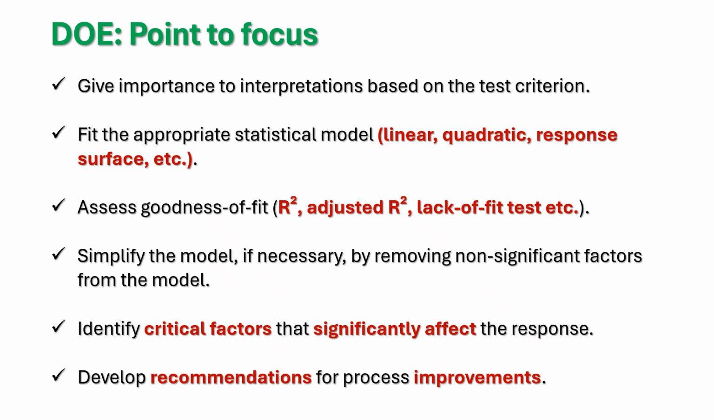Simplify the model if necessary by removing some non-significant factors from the model. This may not be required at this point, because if you are constructing a regression model, naturally you may need some omission, deletion and acceptance of variables in the model. Also identify critical factors that significantly affect the responses, because once you have a regression model you need testing of regression coefficients. You need to see whether the regression coefficient is really significant or not. That will decide whether the factor is critical or not. And develop a recommendation plan for the process improvements.